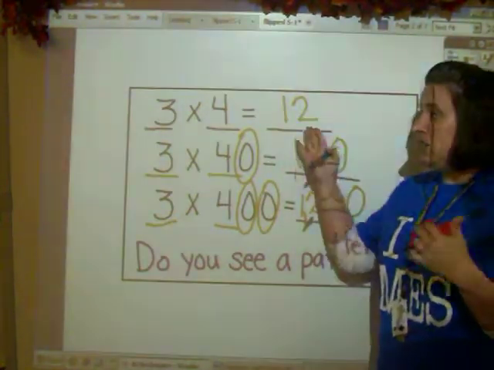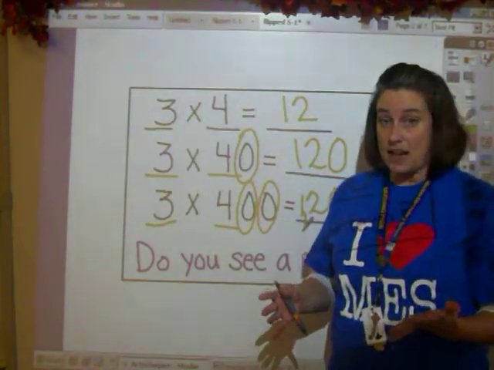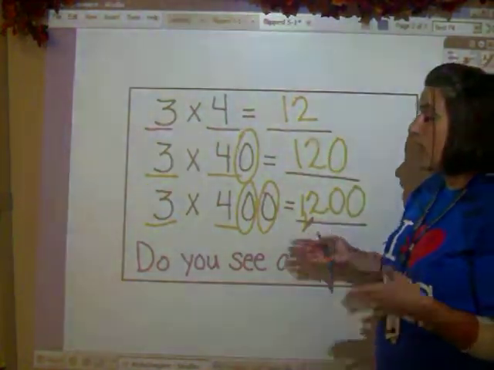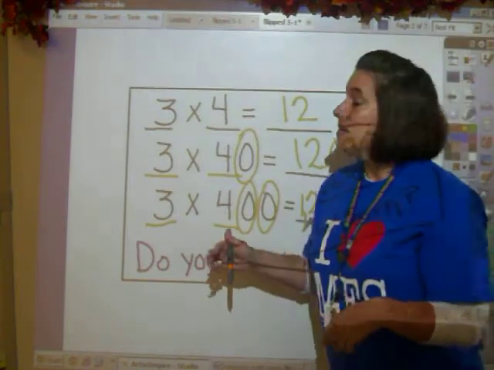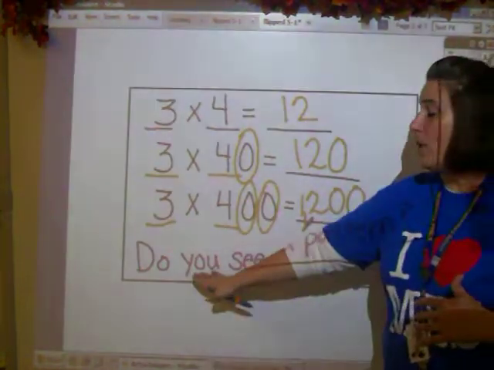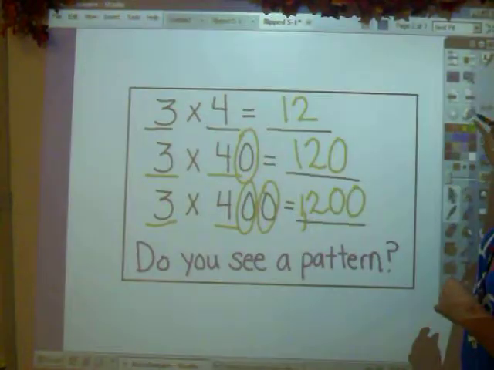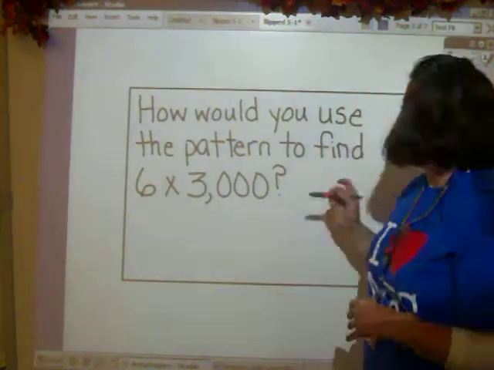So, what do you notice about each of these problems? Well, they all have the same basic fact of 12, but instead of just writing 12 each time, we are also multiplying by tens and hundreds. Make sure you record these problems down and then write down your answer. Do you see a pattern? How would you use the pattern to find 6 times 3,000?